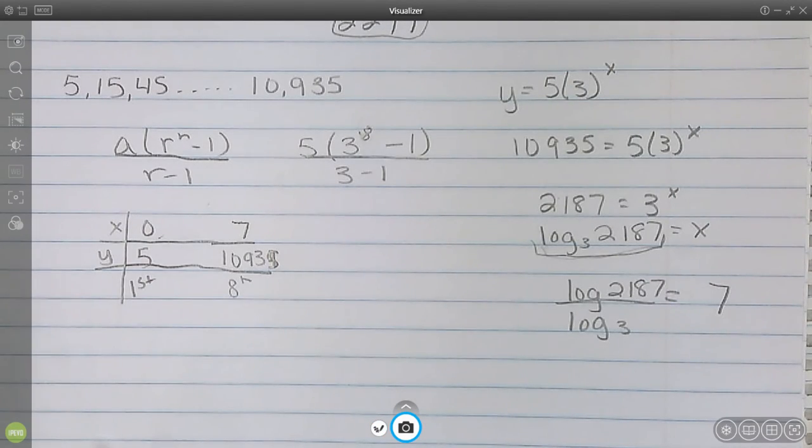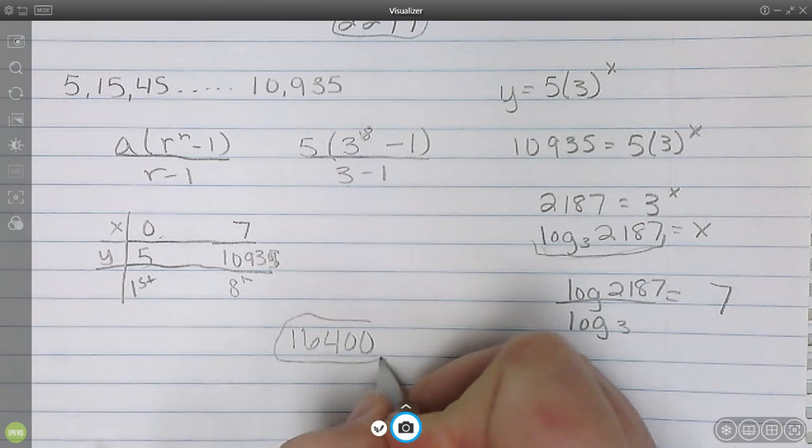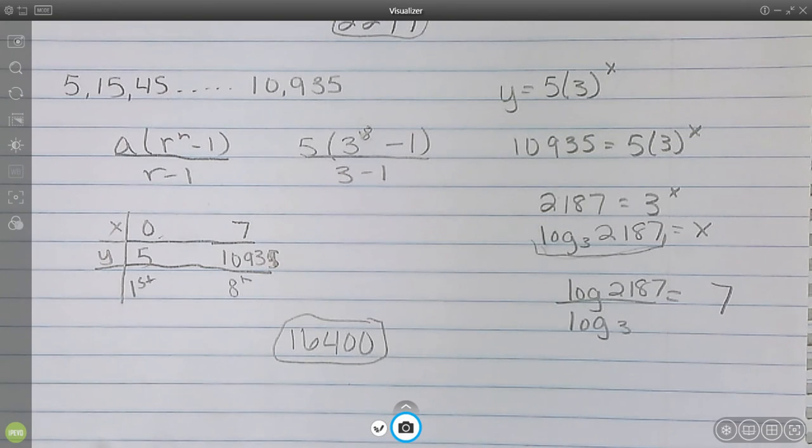So you type that into your calculator. You get 16,400. So this was the gist of all the other problems that we haven't done yet.